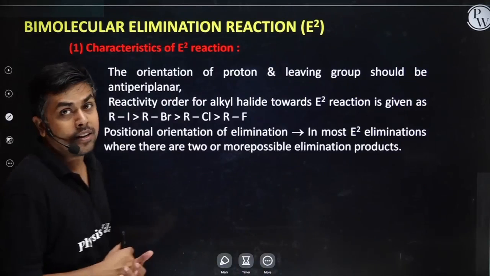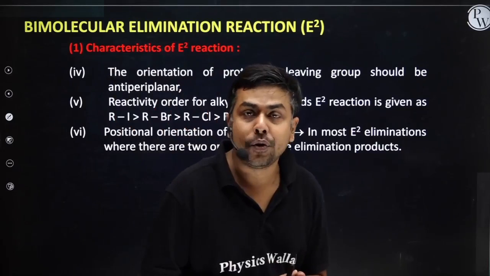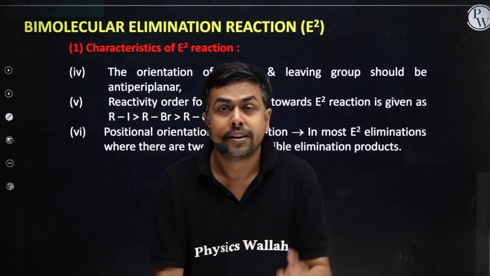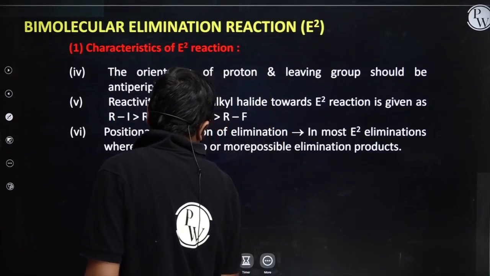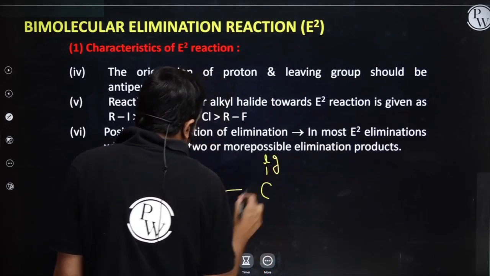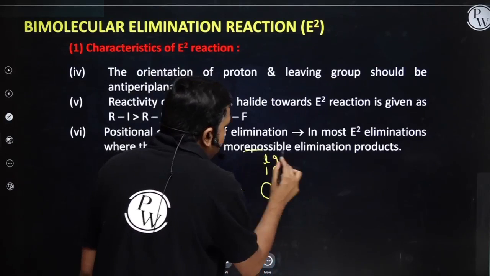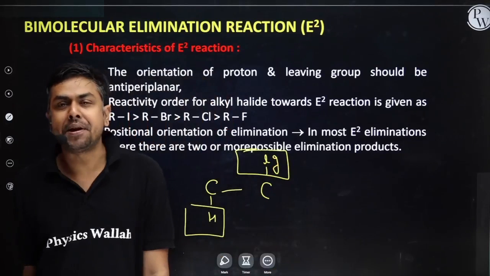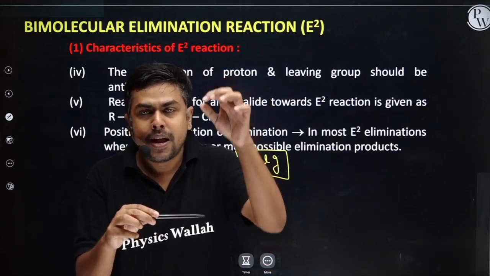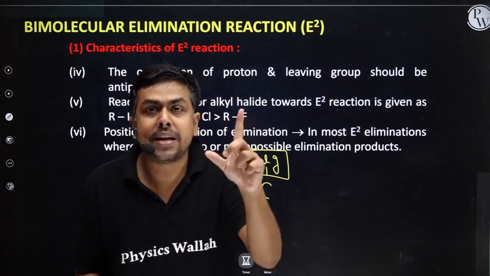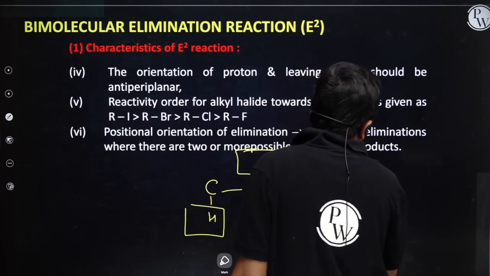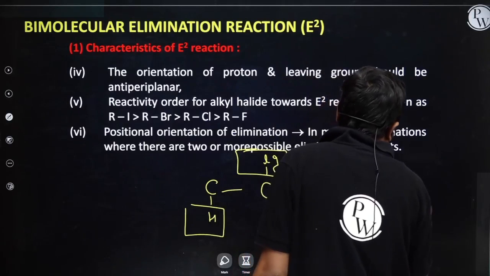Now, student, this stereochemistry of E2 reaction is really important. For E2 reaction to occur, the beta hydrogen and the leaving group should be anti-periplanar. What do we mean by this statement anti-periplanar? It means the carbon containing the leaving group and the beta hydrogen should be at anti-position with respect to each other. If one of them is at wedge, the other one has to be on dash.